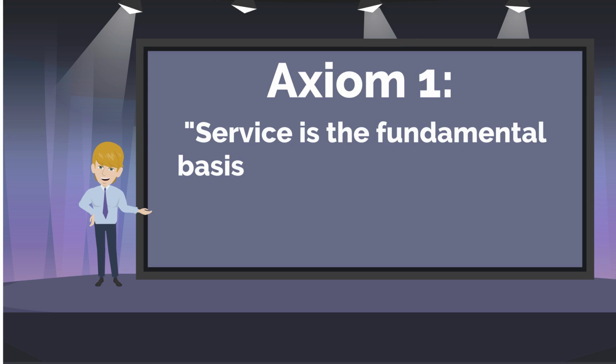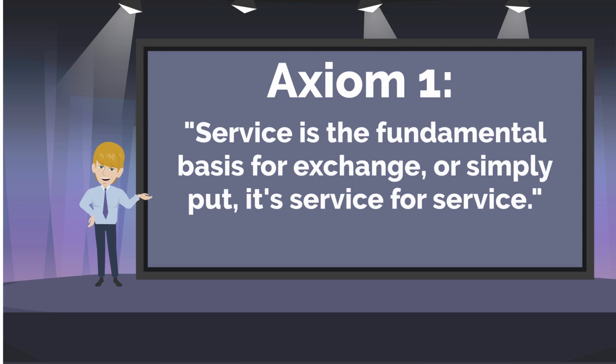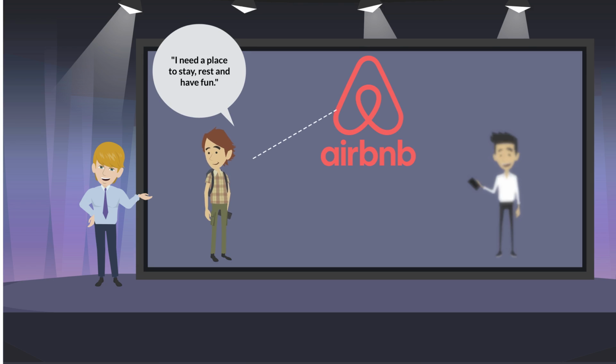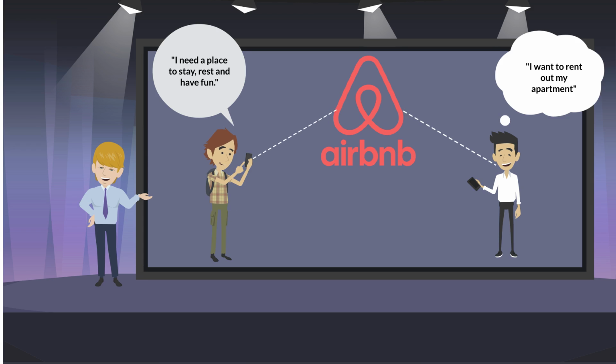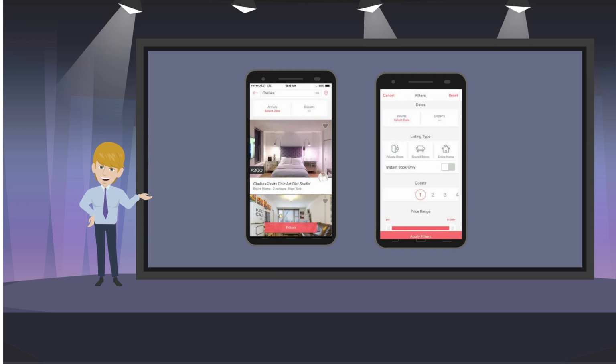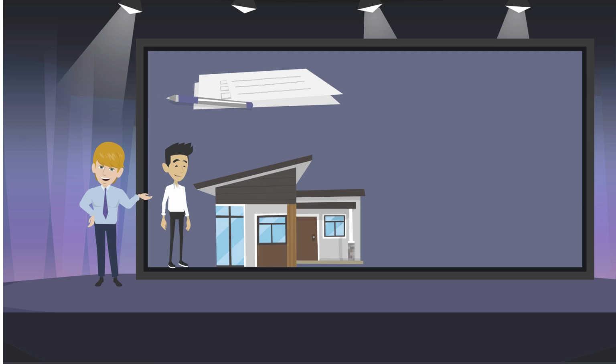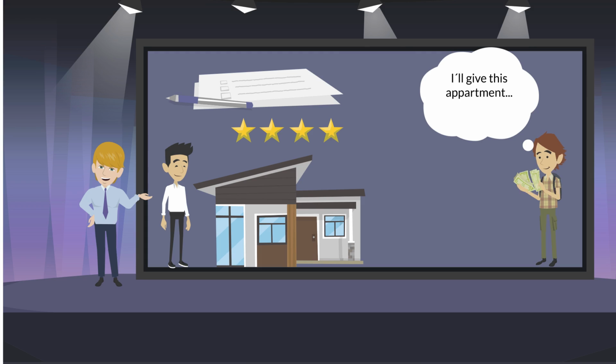Service is the fundamental basis for exchange, or simply put, it's service for service. In the case of Airbnb, the service involves matching and connecting hosts with guests through a digital platform. This facilitates a direct exchange of supply and demand, with the platform streamlining the interaction and transaction processes. For accommodation providers, the service entails offering suitable lodging along with tips on utilizing local infrastructure and evaluating the guest. On the flip side, for those seeking accommodation, the service involves providing money and evaluating.